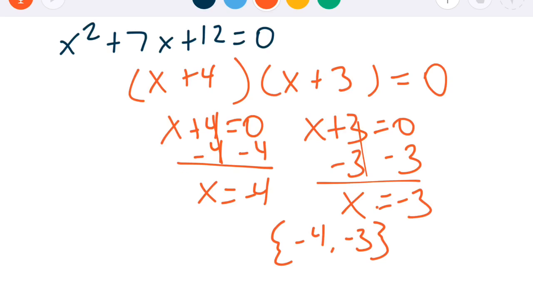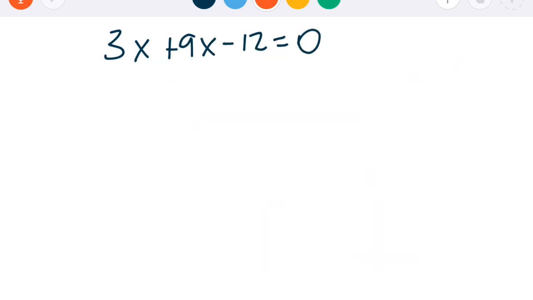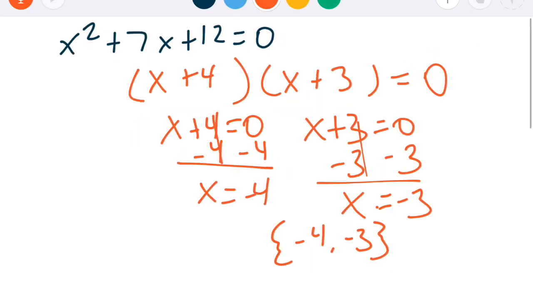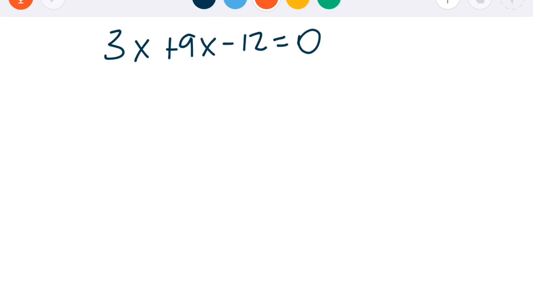So two problems, these are just basic factoring problems. This one looked a little bit different because the 7x was on the right side of the equal sign. Now we're going to get a little bit more difficult with our factoring. I didn't mention this before because there was no GCF, there was no number in front of the x squared in the a position. But the first thing you should always look for when you're factoring is, is there a GCF? In this case, there is. The GCF is 3.